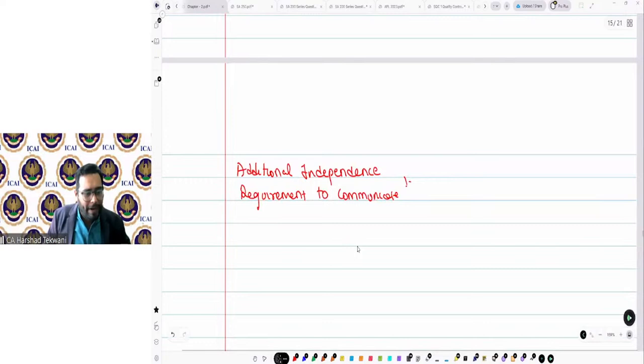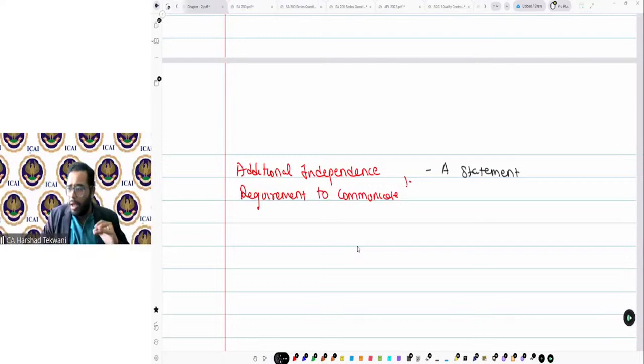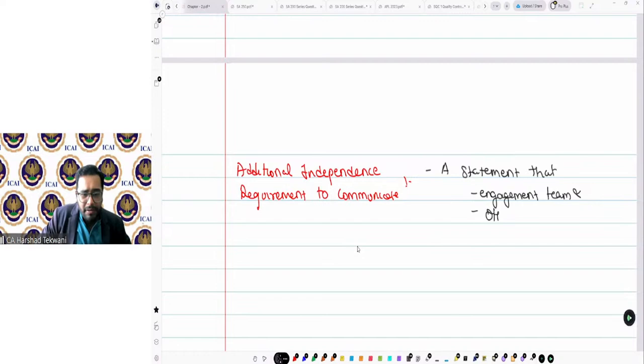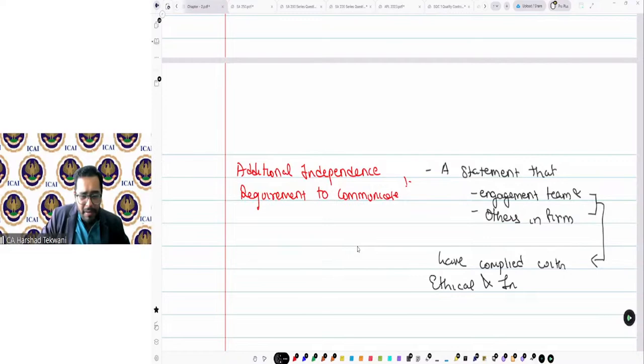So when I have to communicate the independence requirement, I need to give a statement. Okay. That engagement teams and others in the firm as appropriate have complied with the relevant ethical and independence requirement. So a statement that the engagement team and others in the firm, I'm talking about the whole firm, both have complied with ethical and independence requirement.